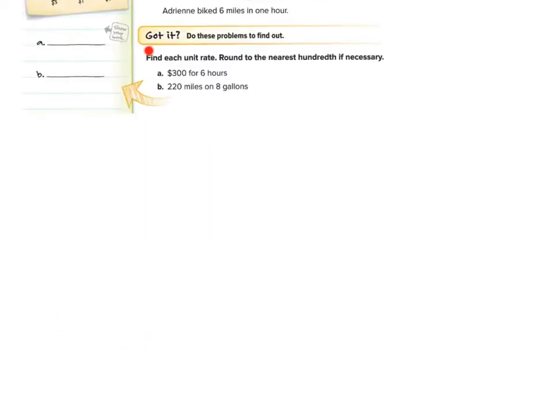Let's do A and B. Find each unit rate. So we're going to find it down to 1. Round to the nearest hundredth if necessary. So the first one, we have $300 for 6 hours. You went to work and you made $300 in 6 hours. Okay? If we wanted to bring it down to the unit rate, to the 1, we have to put the 1 in the denominator. How much are you making per hour?